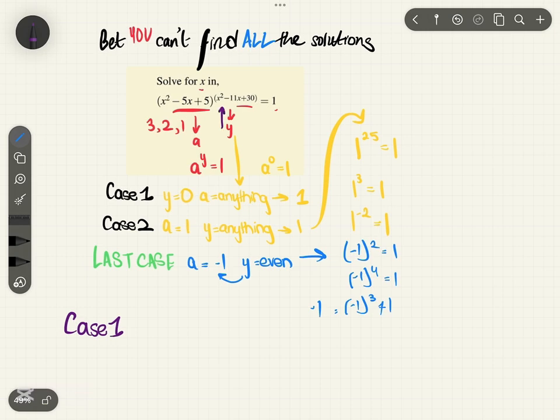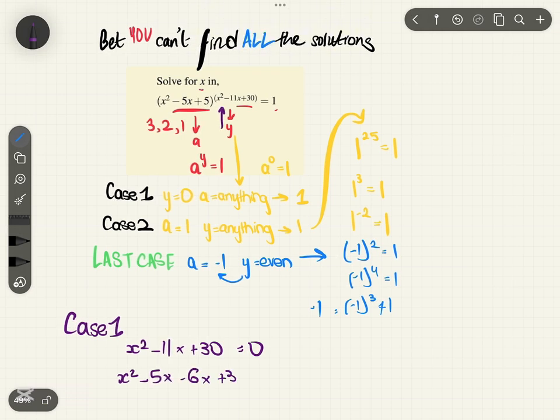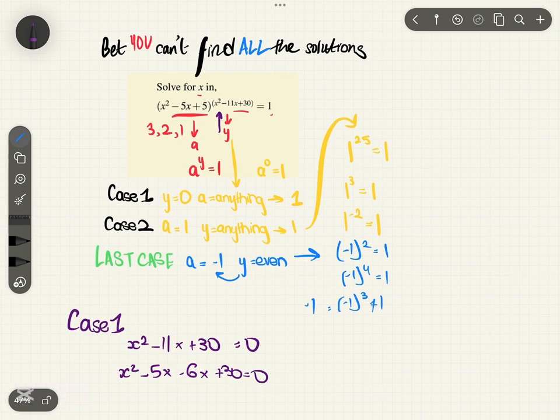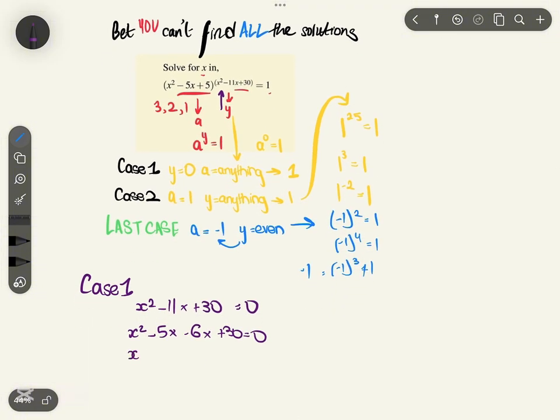So case 1 basically says that y is equal to 0. So we take the expression that we set equal to y and we put that equal to 0 and try to find the values of x that satisfy this expression. So x squared minus 5x minus 6x plus 30 is equal to 0. And thus when we middle term break this and factorize this, we get (x minus 5) times (x minus 6) is equal to 0. And thus the solutions of x that we get from this are x is equal to 5 and x is equal to 6.